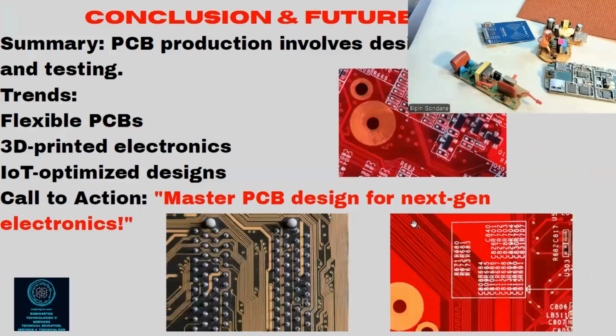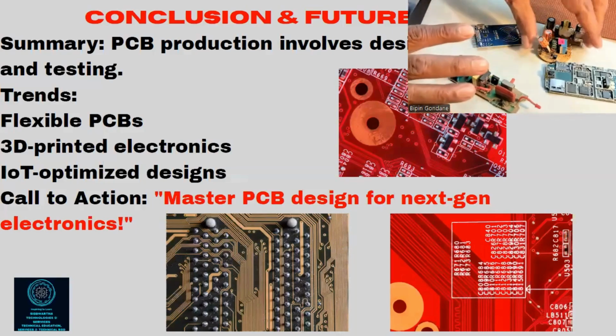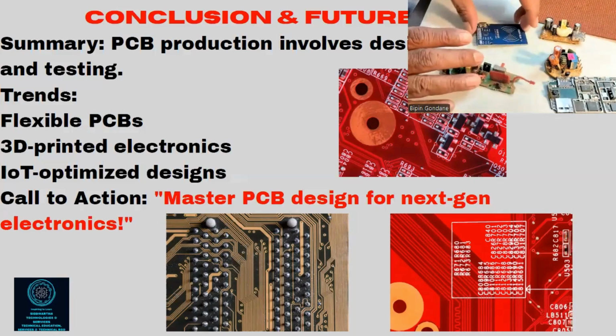All right. So we'll go to the next one. Conclusion and future trends. Summary: PCB production involves design, etching, drilling, and testing. Trend: flexible PCBs. There are 3D machines nowadays. For that, master PCB design for next generation electronics. Okay, you should all learn PCB design to become a master in electronics. That is the meaning, or that is what you have to understand.